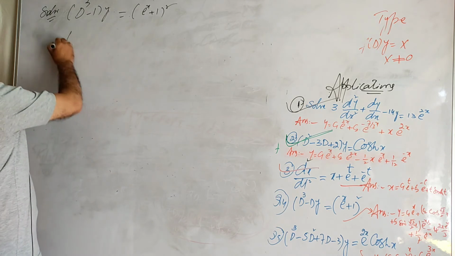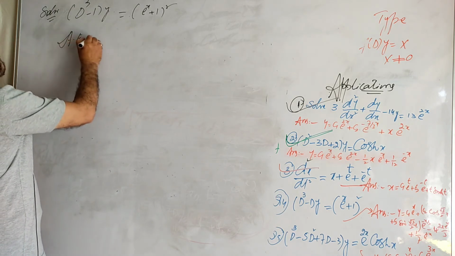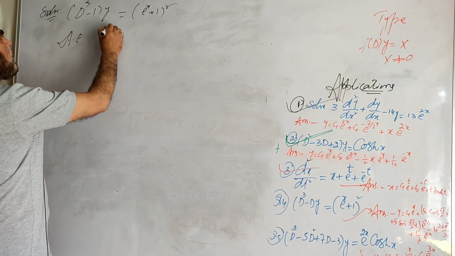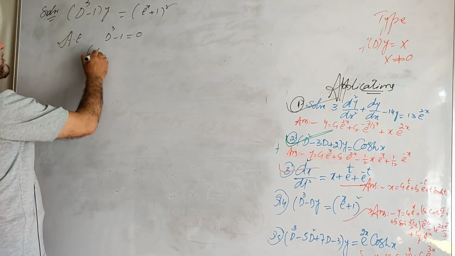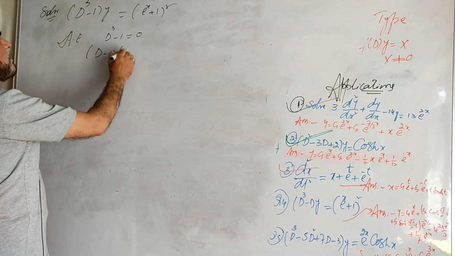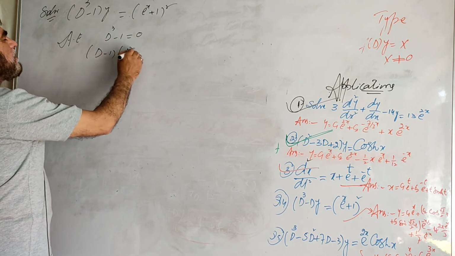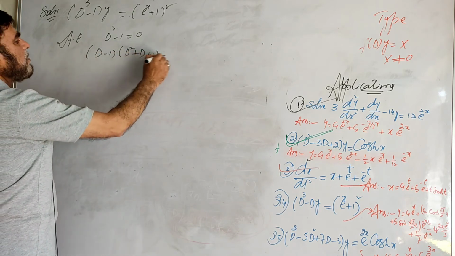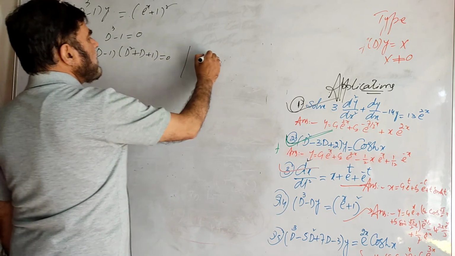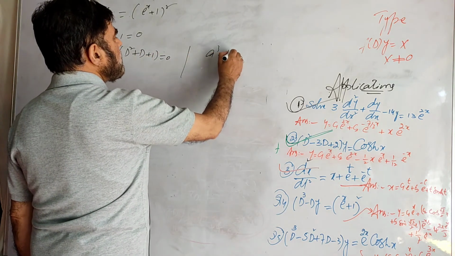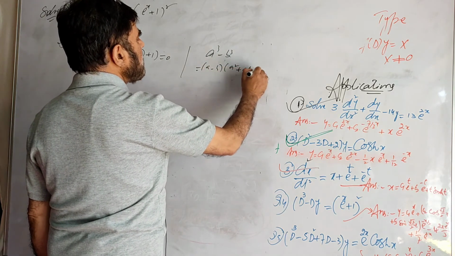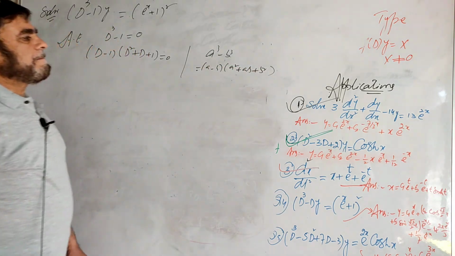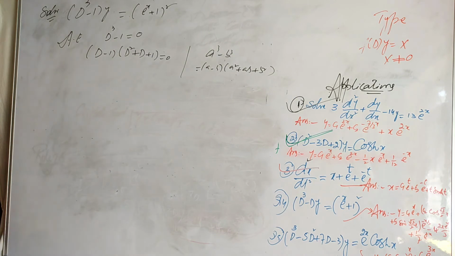So what is your auxiliary equation? It is D cube minus 1 is equal to 0. You can write it in factors: D minus 1 into D square plus D plus 1 is equal to 0. If you remember, what is a cube minus b cube? It is a minus b into a square plus ab plus b square. If you remember this formula.